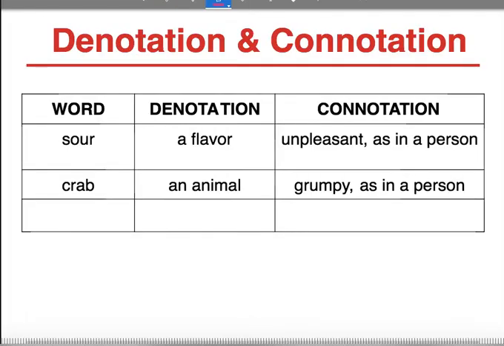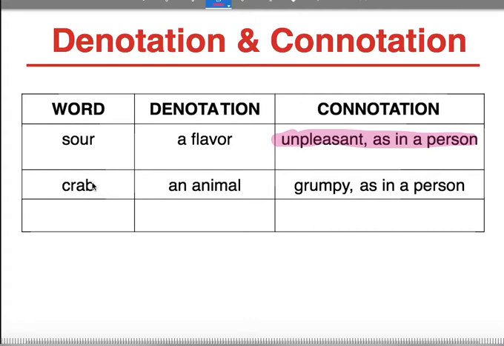So a couple more examples. The word sour. Its denotation, its dictionary definition, is just a flavor. But when I think of the word sour, if I were to describe someone as being sour, I would think that they're unpleasant, like an unpleasant person. If I said that Lucy was very sour this morning, it sounds very negative or unpleasant. That's its connotation. Its denotation, its dictionary definition, a flavor. Well, Lucy can't actually be a sour flavor. I'm not going to walk up to her and lick her. So we're thinking about the connotation there.